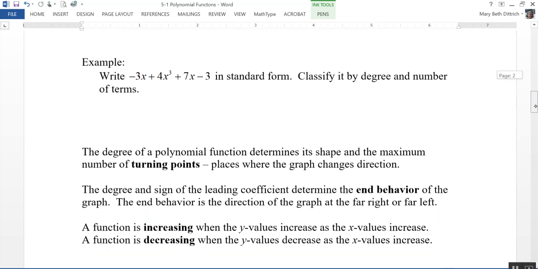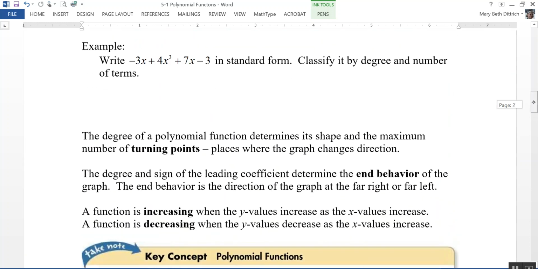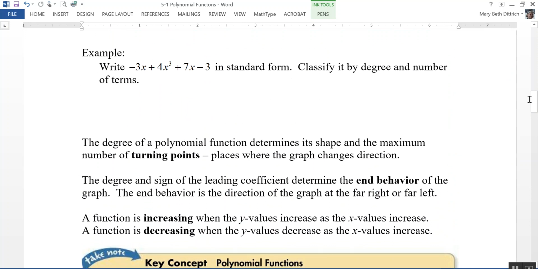Okay, let's take a look at an example. Let's write this polynomial, negative 3x plus 4x to the third plus 7x plus 3 in standard form, and we need to classify it by degree and number of terms. Well, the first thing I'm noticing is that I have two like terms here, so I need to combine those. So that's going to give me a 4x. But I need to rewrite it with my highest power of x first, so that would be 4x to the third plus 4x minus 3. That would be standard form.